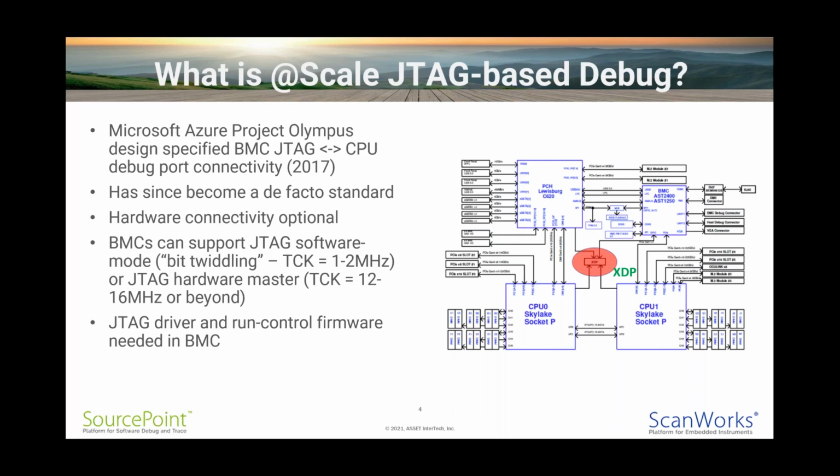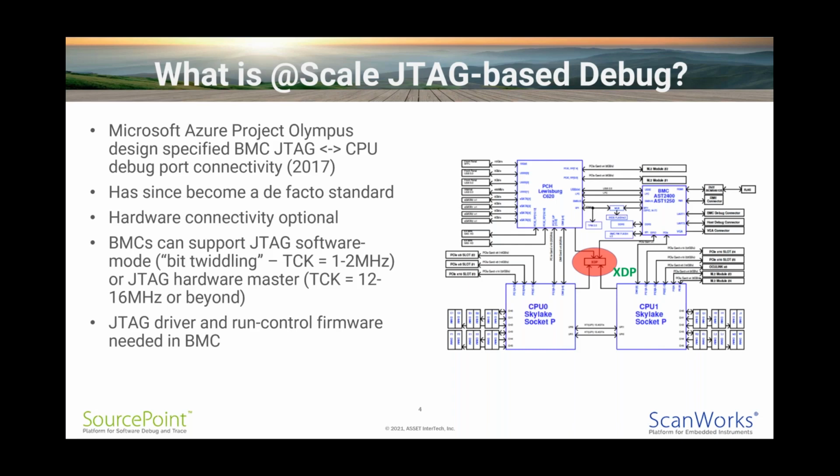The BMCs themselves, you can see in the diagram over on the right-hand side, it's an older BMC from ASPEED, the AST 2400, for example. Some of the commercial BMCs, you have to bit twiddle. You'll run in software mode, and you've got to bit twiddle the JTAG port, the debug port of the CPU, to perform the debug functions. And some others, the ASPEED again being an example, have hardware-based JTAG masters. There's RTL within the ASPEED BMCs that will drive the JTAG interface at a much higher rate.